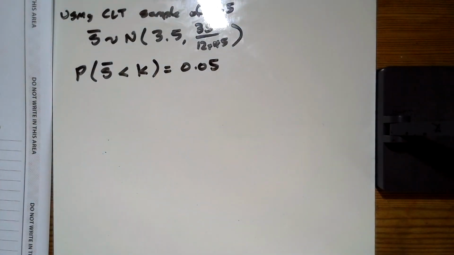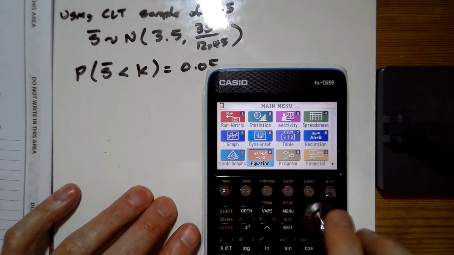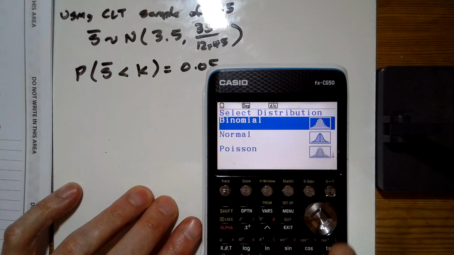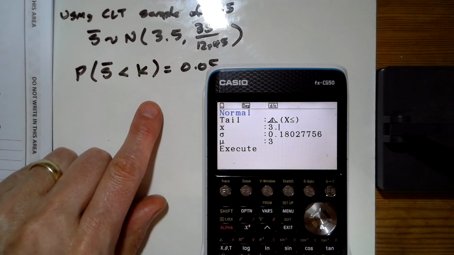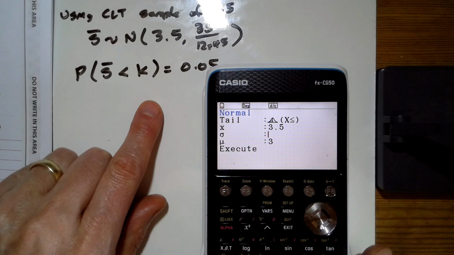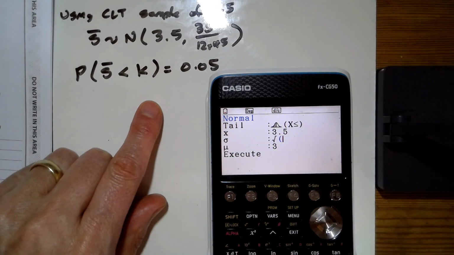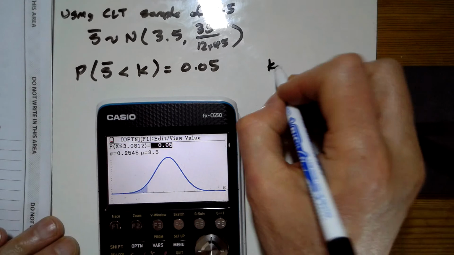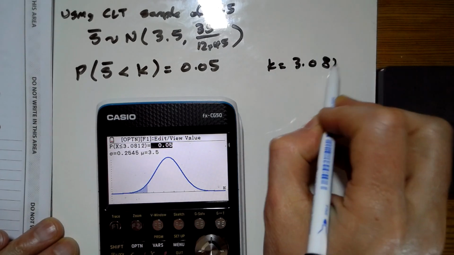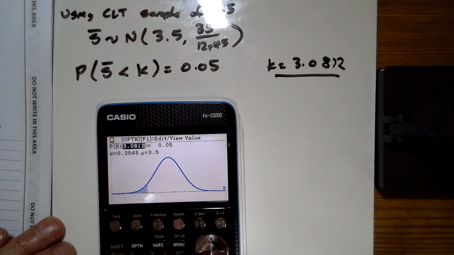So let's grab our calculator for that. We're going into our distributions menu and we want normal less than, so the mean, the standard deviation is the square root of open brackets 35 divided by 12 times 45, and we'll stick a 3.5 in there to start with, and we want this to be 0.05, and so the value for K I'm getting there is 3.0812.